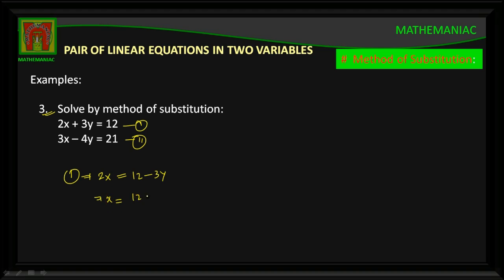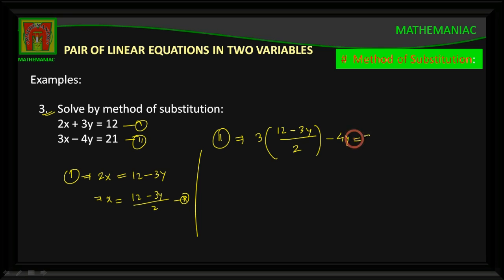I'll divide this whole thing by 2. So my substitution is ready. Where do I substitute? In the other equation, right? 3 times the value of x, which is 12 minus 3y divided by 2, and minus 4y equal to 21. Fine, great. Now we have to simplify it. So do not take tension.